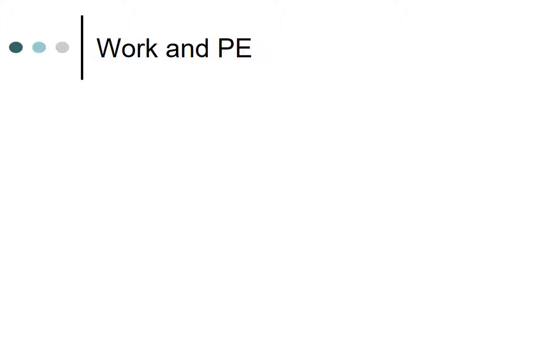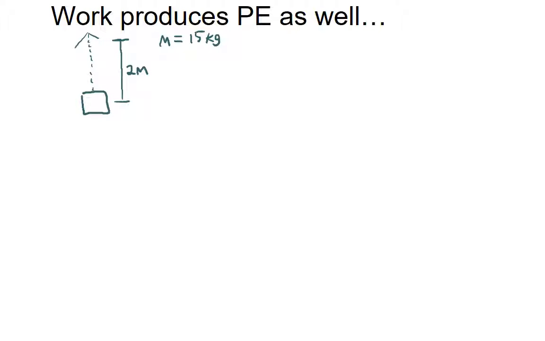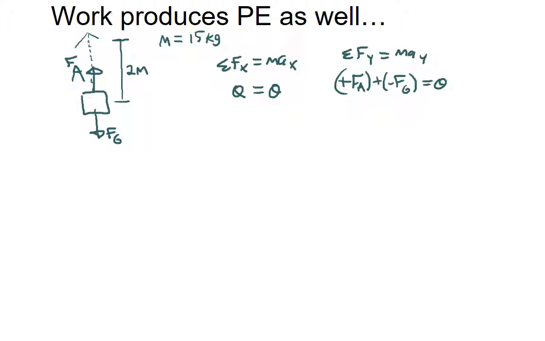Now we're going to talk about the relationship between work and potential energy. Let's say we have a box that's 15 kilograms, and we lift it 2 meters into the air. We can calculate that. No forces in the x, and if we look at our forces in the y, positive force applied upwards, and then the negative force of gravity downwards. If we lift it at a constant velocity, acceleration is 0, moving up at the same rate.